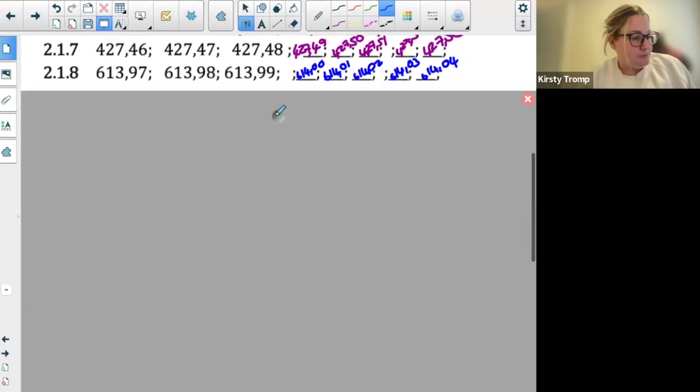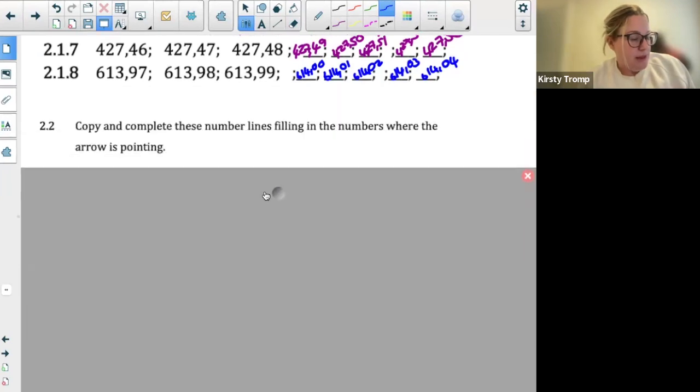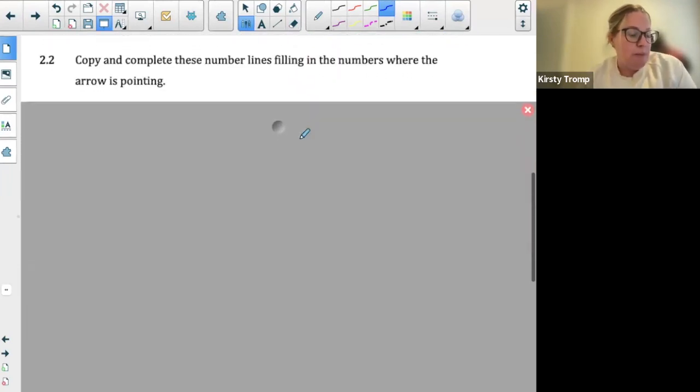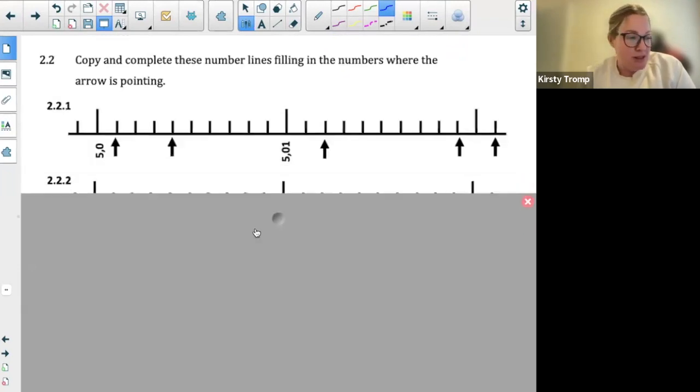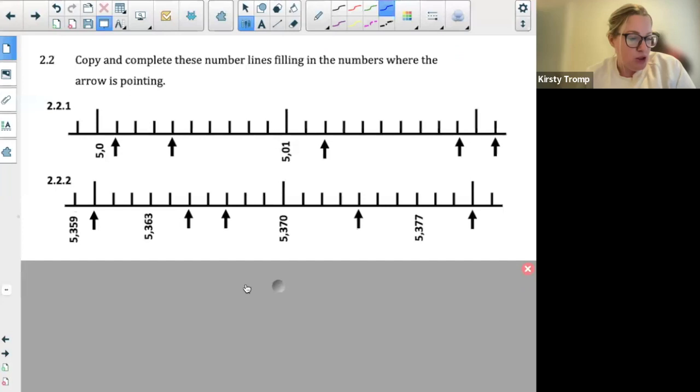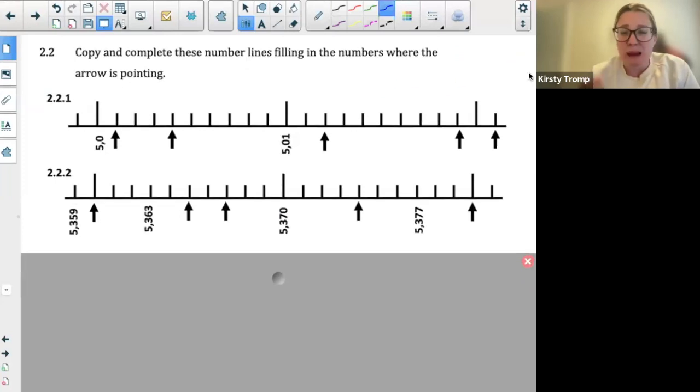Okay. So, next thing we're going to do is copy and complete these number lines, filling in the numbers where the arrow is pointing. So there are 2 here, guys. I want you to have a look at those. Your screens might be a little bit small, but go and see if you can answer those for me. I'm going to give you 2 minutes and then we're going to do them.